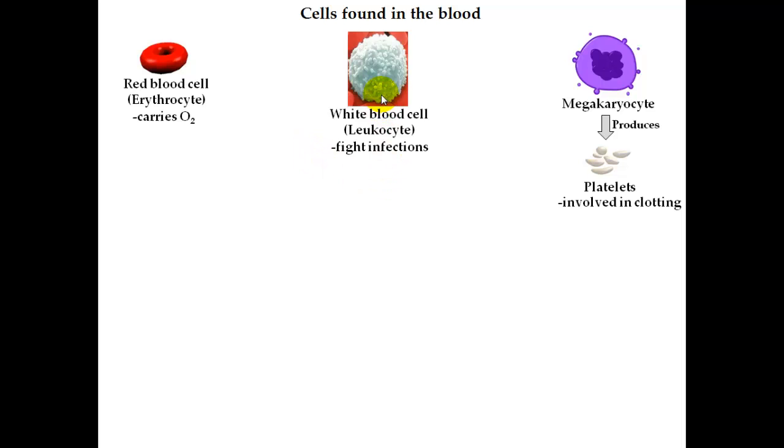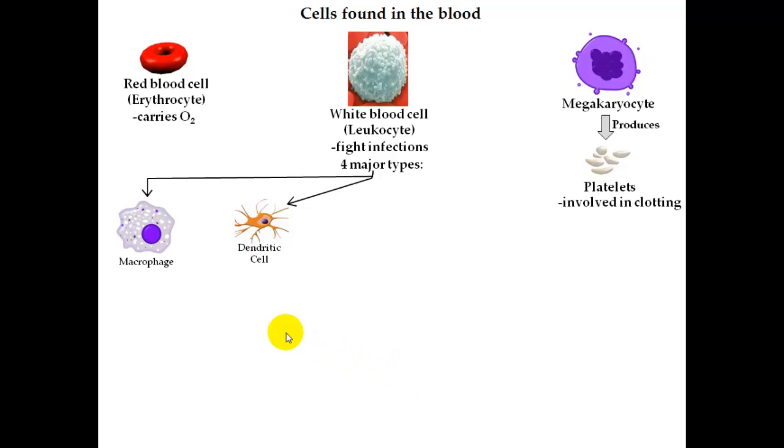If you consider just white blood cells, there are 4 major types of white blood cells, or at least we'll consider there to be 4 major types of white blood cells for this video. So there are white blood cells that are called macrophages. There are some that are called dendritic cells. There's a population that are called granulocytes, and there's a type of white blood cell called lymphocytes.